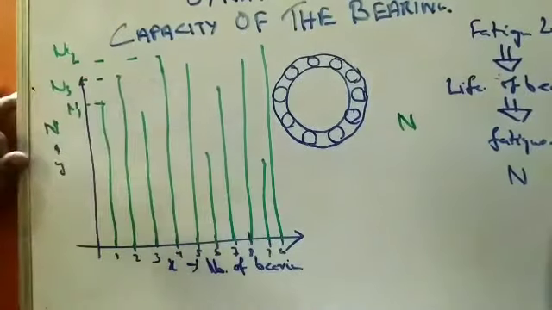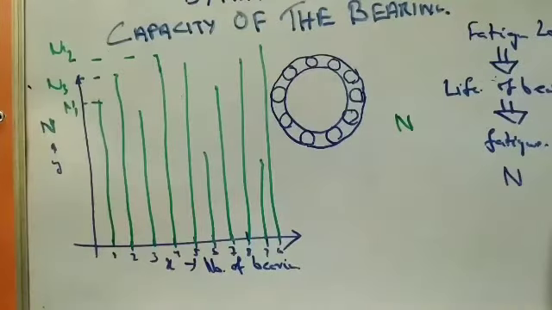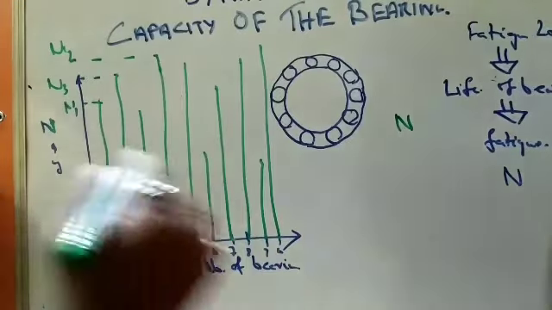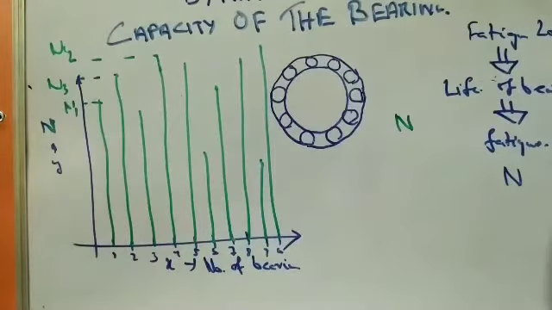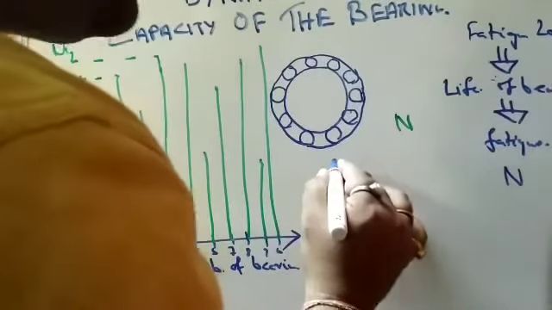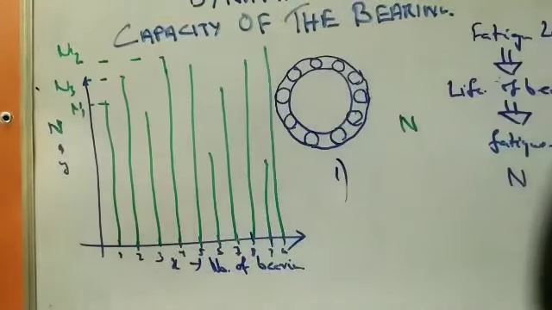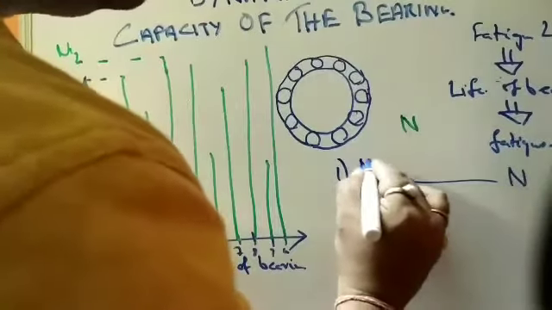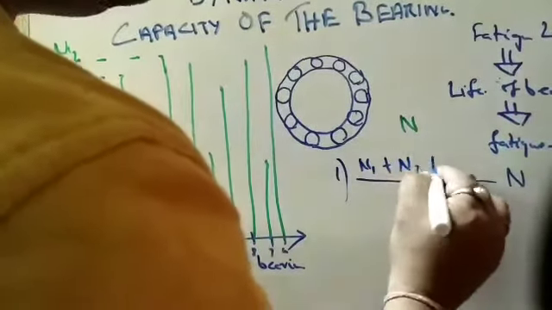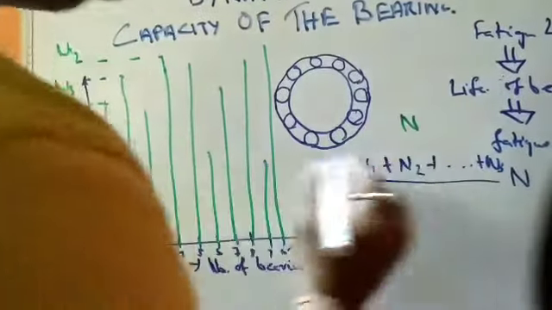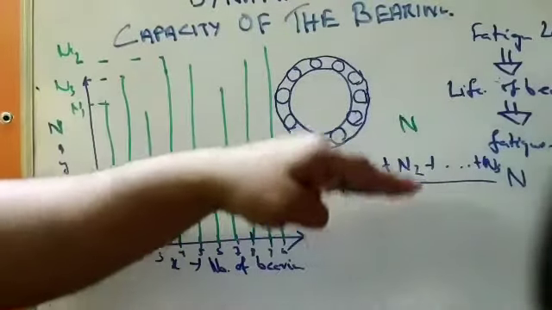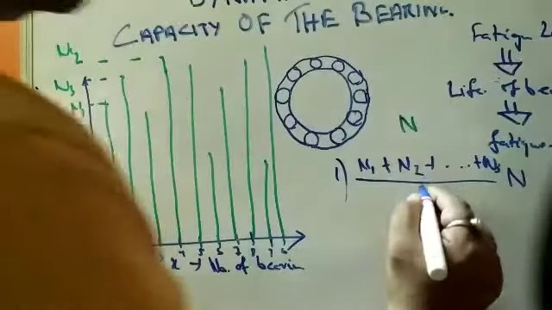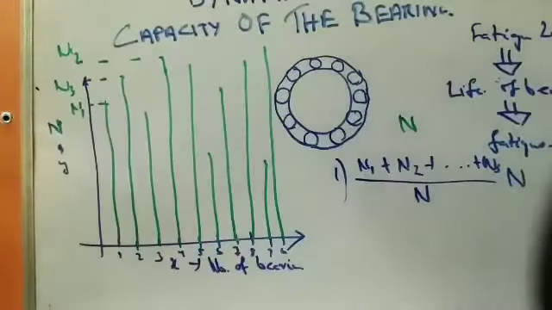So like this. If there are 10 bearings, how do we calculate the fatigue life of the bearings? The first approach, a very common statistical approach, is that we could take the average values, that is n1 plus n2 plus dot dot dot up to n, that is, the number of cycles each bearing has achieved before the first failure occurs, divided by the total number of bearings. That is one approach.